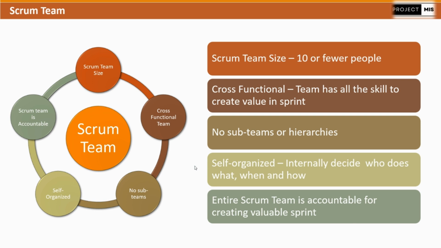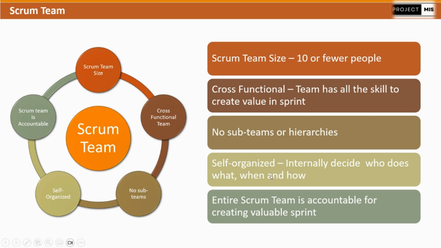Now it is up to the Scrum team to decide what needs to be developed, when it has to be developed, and how it has to be developed. So they should be able to plan everything among themselves. That is what is referred to as a self organized team.